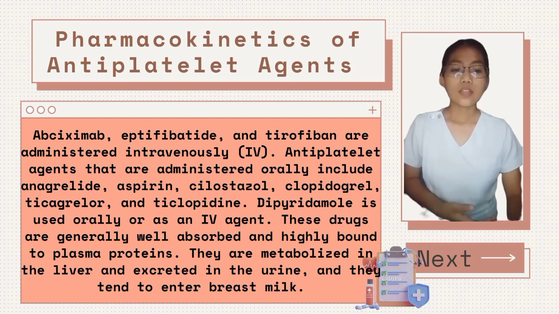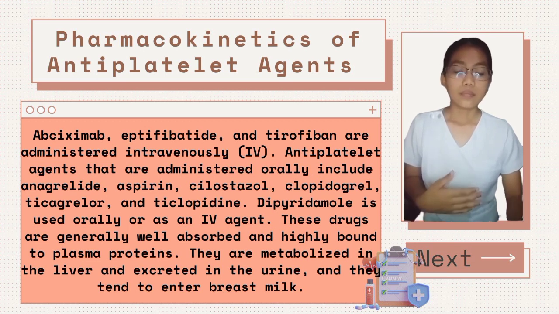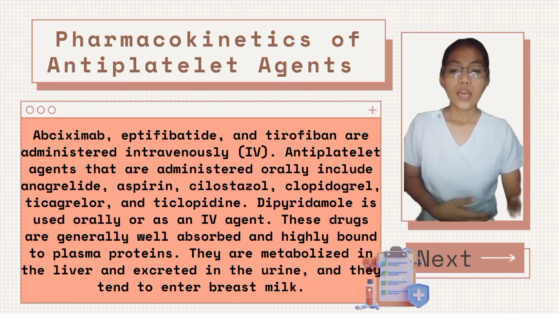Next is the cilostazol. Co-administration of food increases the rate and extent of drug absorption. This drug is highly albumin-bound and is extensively metabolized by cytochrome P450 enzymes, with excretion of metabolites in urine. It has a half-life of 11 hours, and the half-life is prolonged in patients with severe renal impairment.